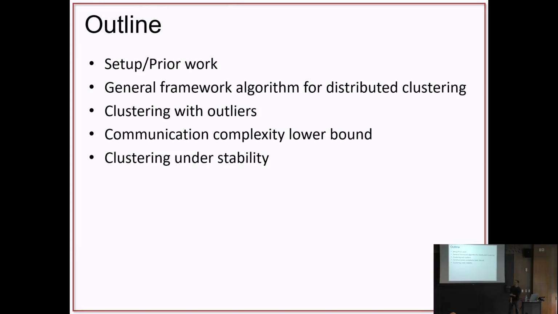So now I'm going to start by talking about the general framework for the distributed algorithm. I'll just keep it simple and talk about k-median with no variants. And then I'll talk about how to modify the algorithm to handle outliers. And then I'll talk about communication complexity and then this clustering understandability.